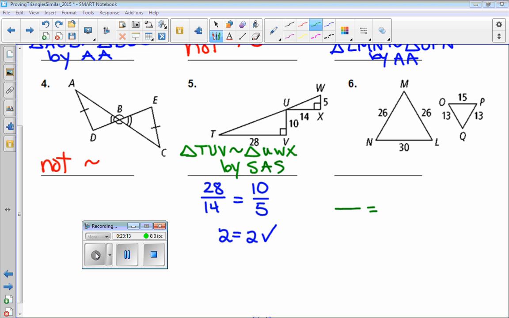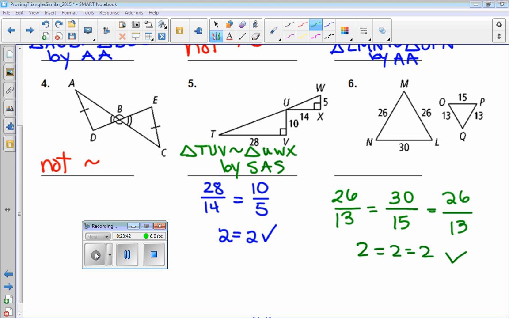I'm going to do it 3 times here. Maddie, start us out. 26 and 13. Keep going. 30 and 15. Keep going. 6 and 13. Good. And we want to check to see if all these sides are proportional. Divide them. Are they? Happens to be 2 again. Okay, it's just a coincidence. But the sides are proportional.